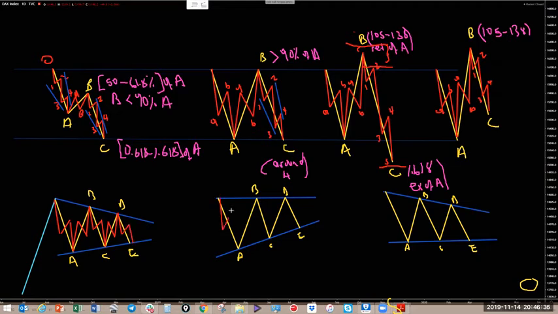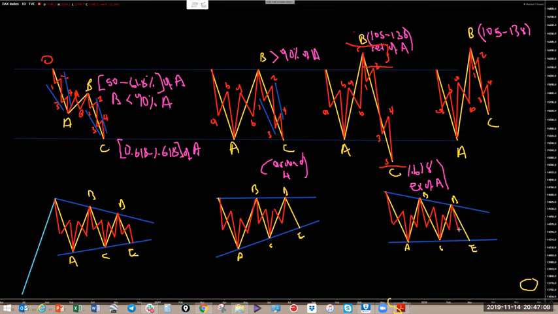Similarly, A, B, C, and all these internals are labeled ABC. You label them ABC internally within these structures. So it doesn't matter whether it's a triangle with a flat top and an ascending bottom, or a descending top and a flat bottom. It doesn't matter at all. The structure will be the same for all of them.